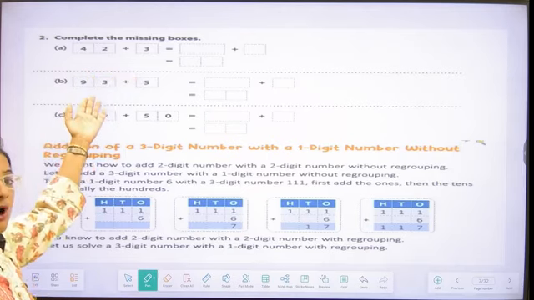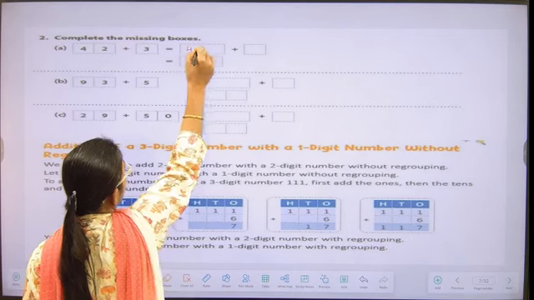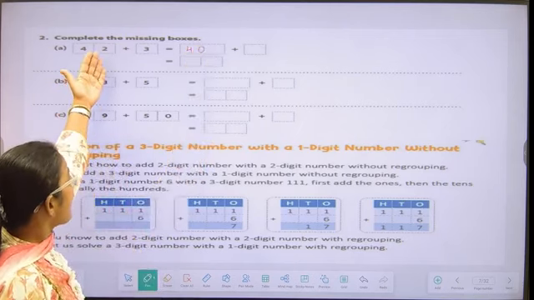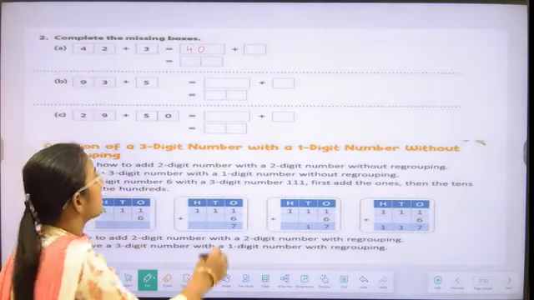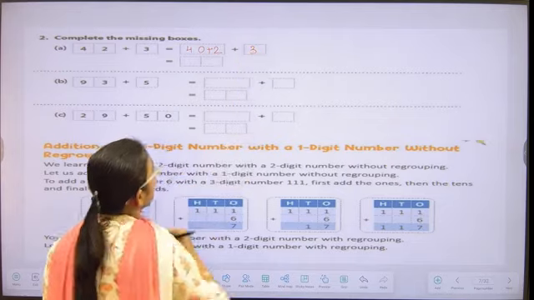So what we can do, how many tens we are having? We are having 4 tens, so we can write 40 for that. And how many ones we are having? We are having 2 ones and 3 ones. So we can say that we are having 2 ones and 3 ones.